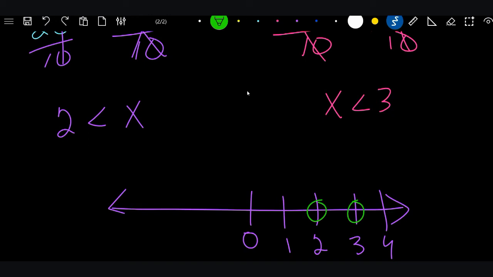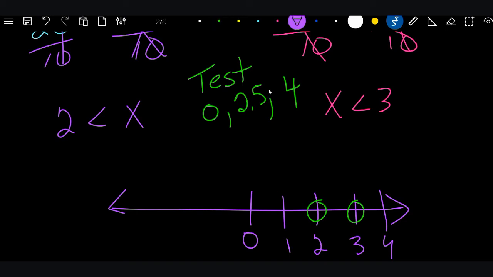So let's pick some test points. Let's test 0, a really easy one to test. Let's test 2.5, because there are really no whole numbers in between, so we have to use a decimal. And let's test 4. So these are our 4 things that we're going to test. They have to work on both of them to pass the test. Let's try this out.